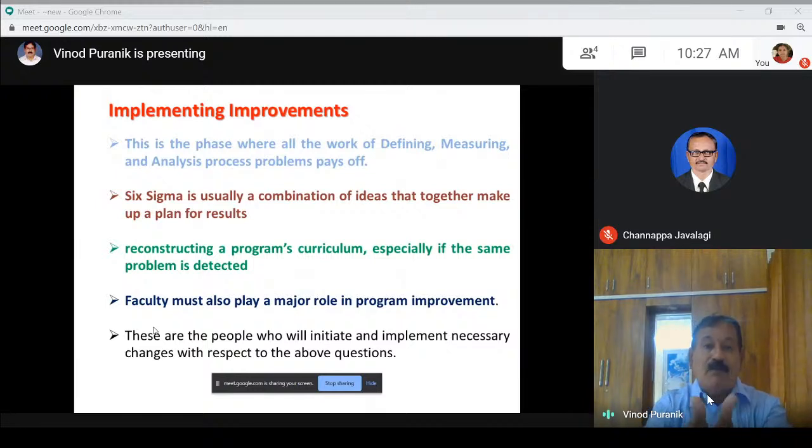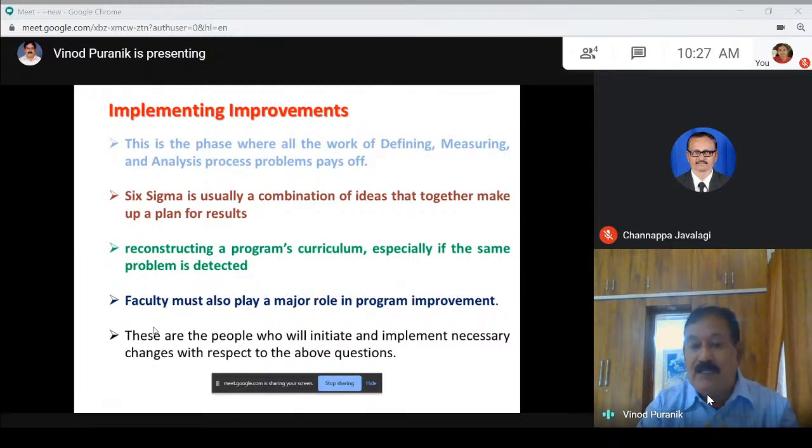Another very important thing I want to tell you about is this: this is the phase where all the work of defining, measuring, and analyzing process problems pays off. And we already know that Six Sigma is usually a combination of ideas that together make a plan for results. Then comes reconstructing a program's curriculum, especially if the same problem is detected.